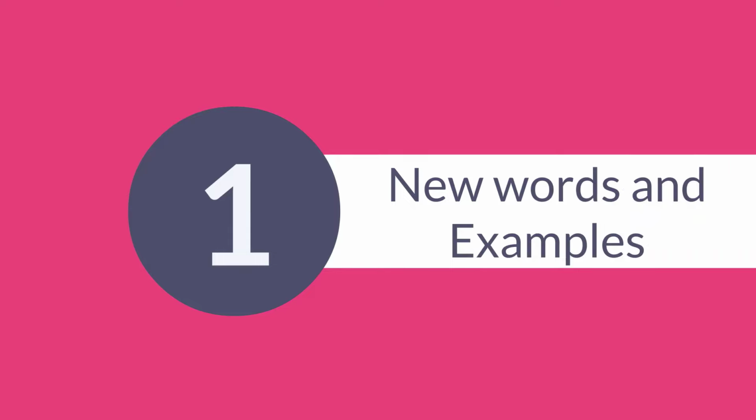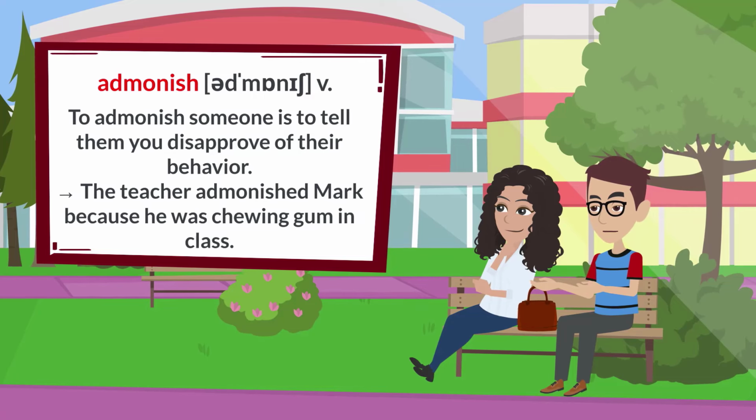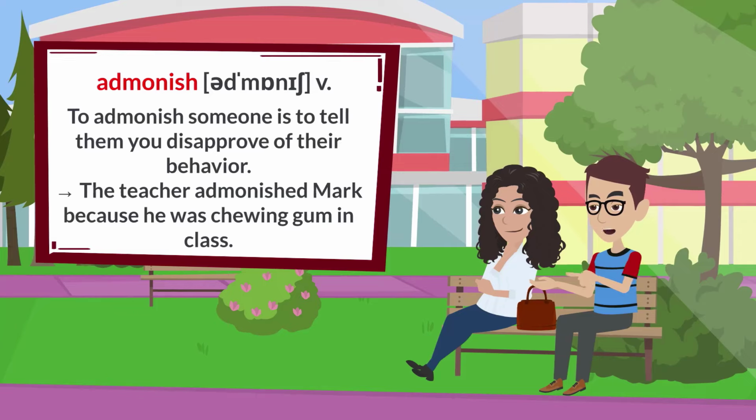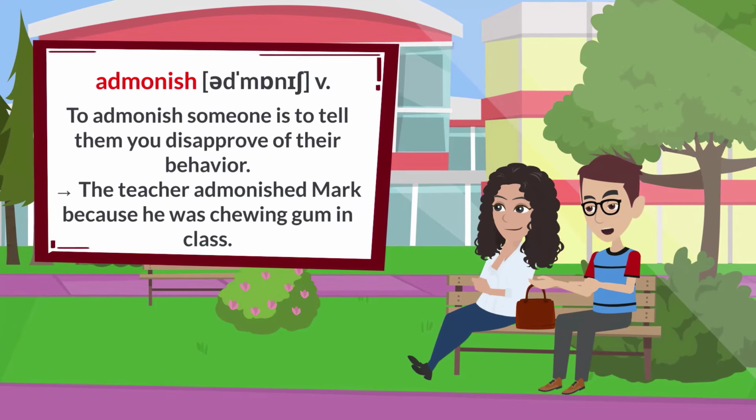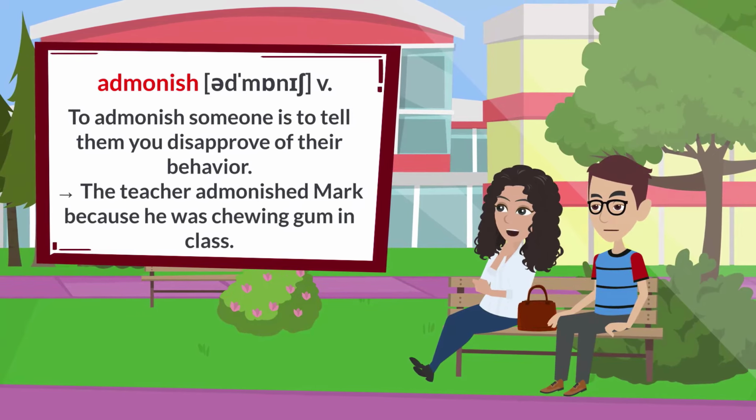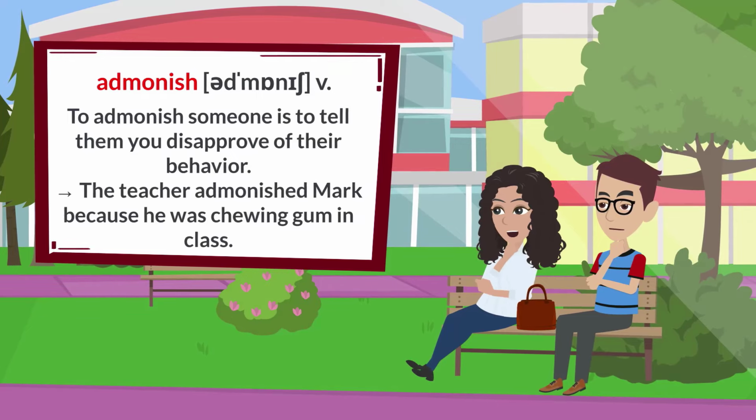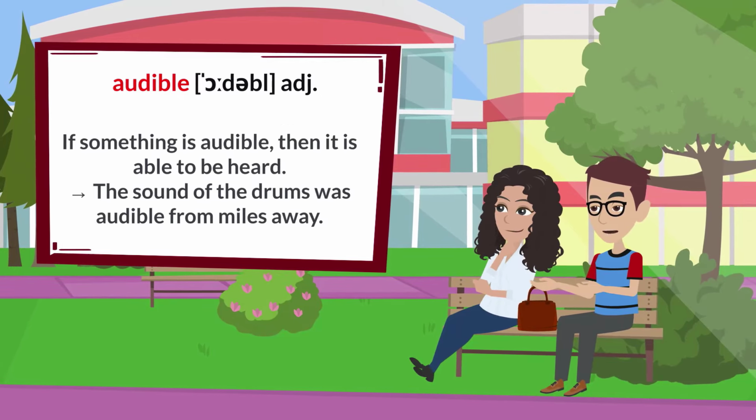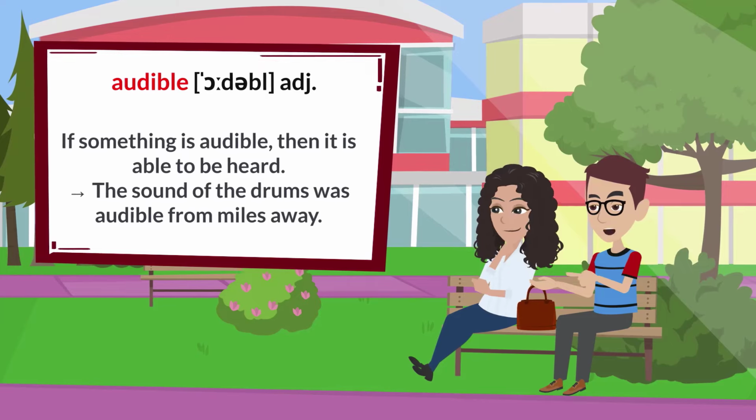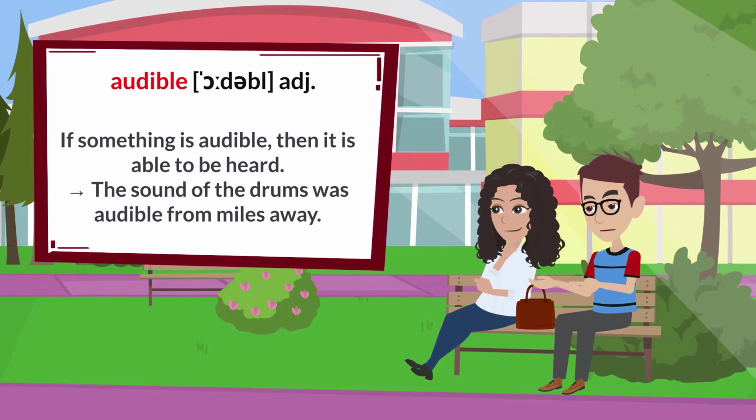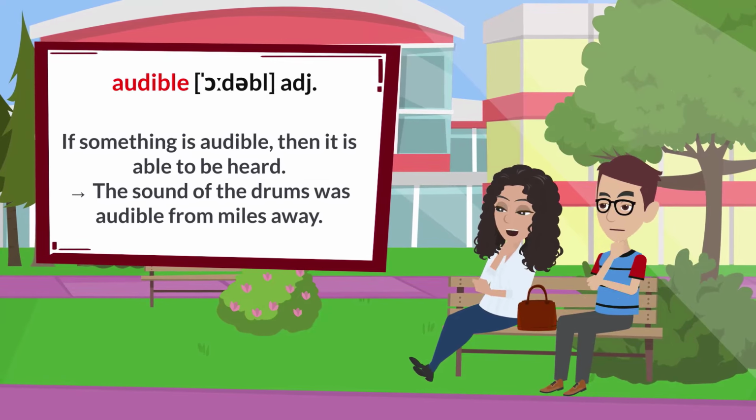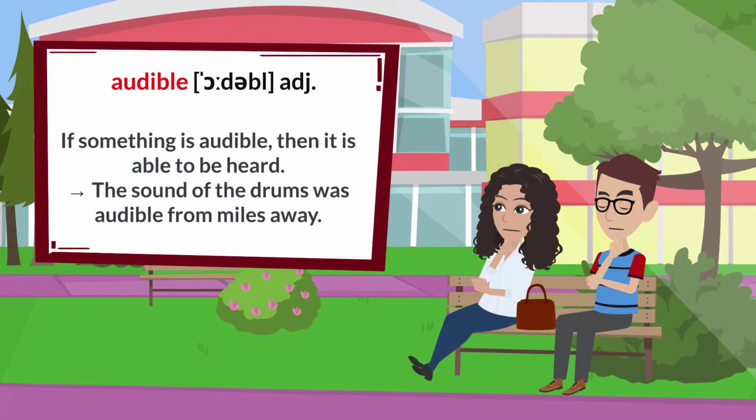New words and examples. Admonish. To admonish someone is to tell them you disapprove of their behavior. The teacher admonished Mark because he was chewing gum in class. Audible. If something is audible, then it is able to be heard. The sound of the drums was audible from miles away.